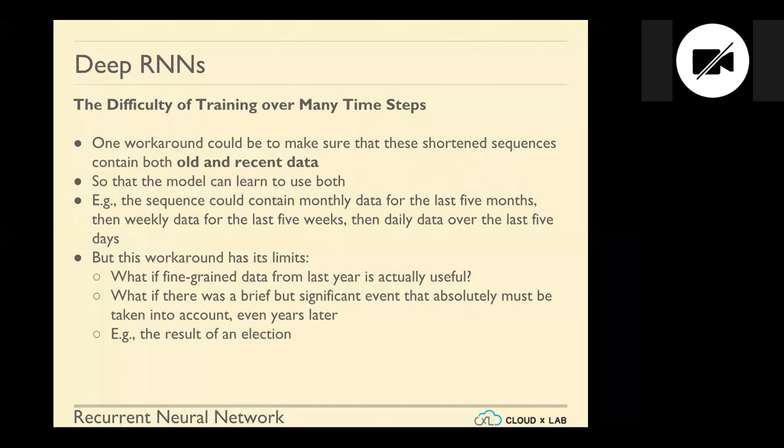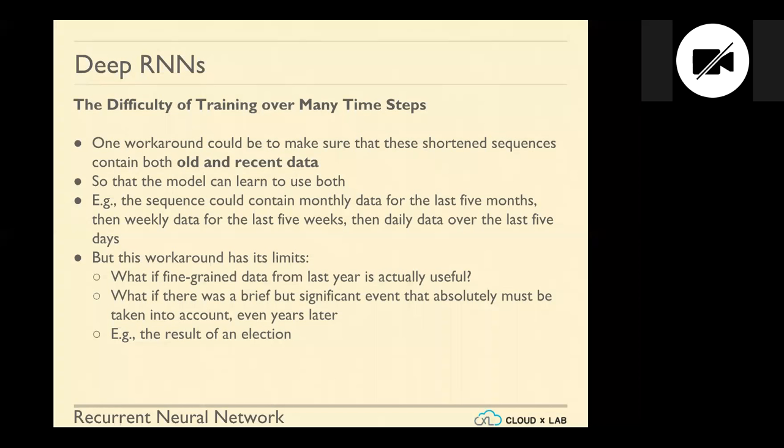So one of the workarounds could be to make sure that these shortened sequences contain both old and recent data, right? So that the model can learn to use both. For example, the sequence could contain monthly data for the last 5 months, then weekly data for the last few weeks, and then daily data for the last 5 days. But this workaround has limits.